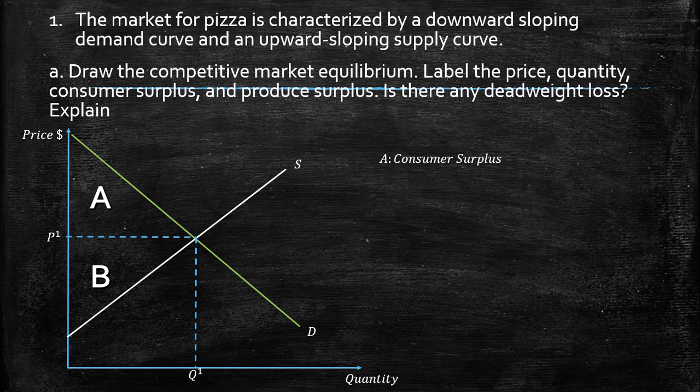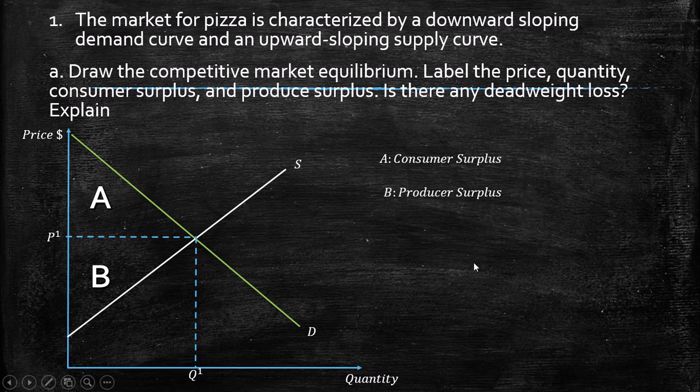So in the A part, we can consider the consumer surplus. Remember, the consumer surplus is denoted by all the consumers who, along this side, were willing to pay a price even higher than the equilibrium price, but given the condition of the market, they have to pay P1 instead of paying a higher price. So this is considered a kind of saving, a measure of welfare for the consumers. So this is the A. This is the consumer surplus.